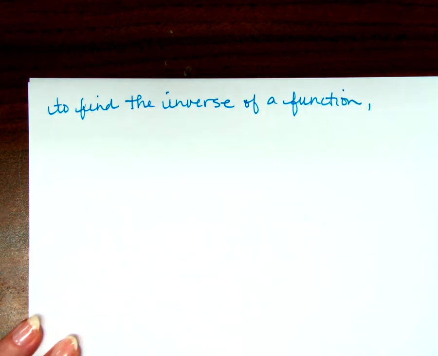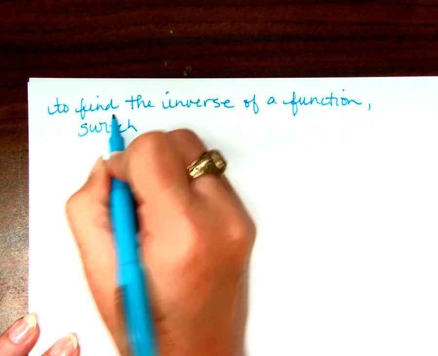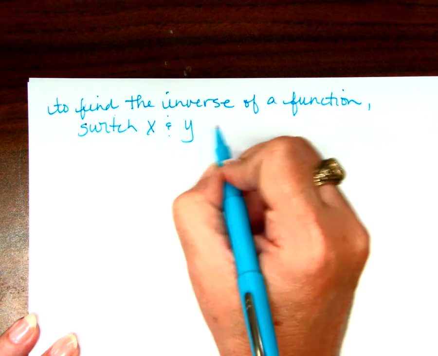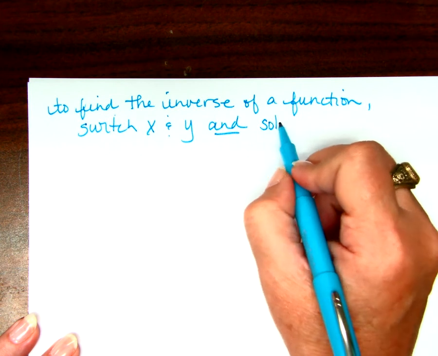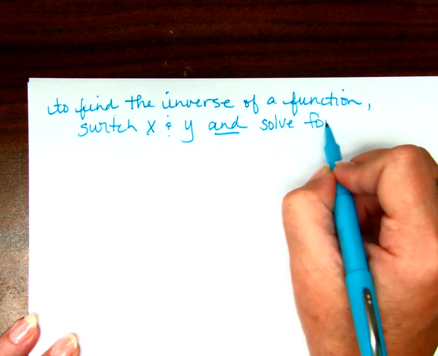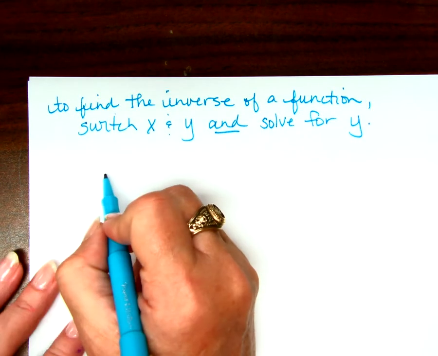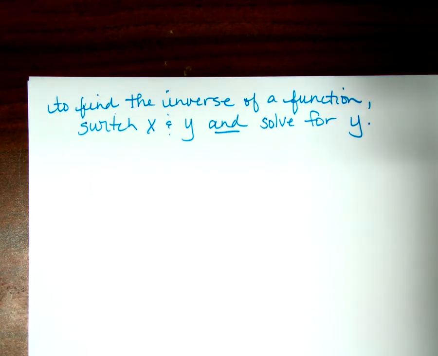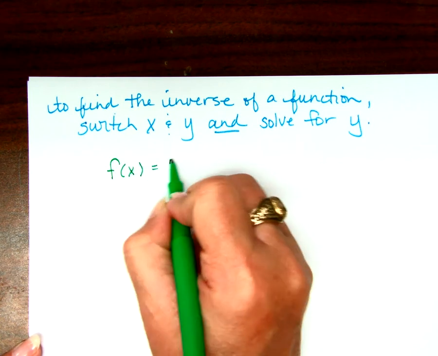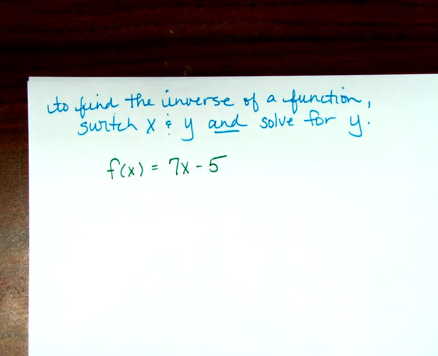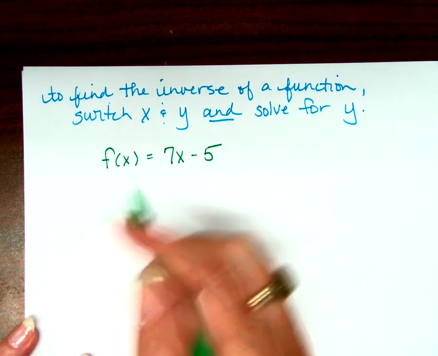What do? Switch x and y and solve for y. Okay? So if I start out here, f of x equals 7x minus 5, and all I'm told is to find the inverse, I just switch x and y and solve for y, right?